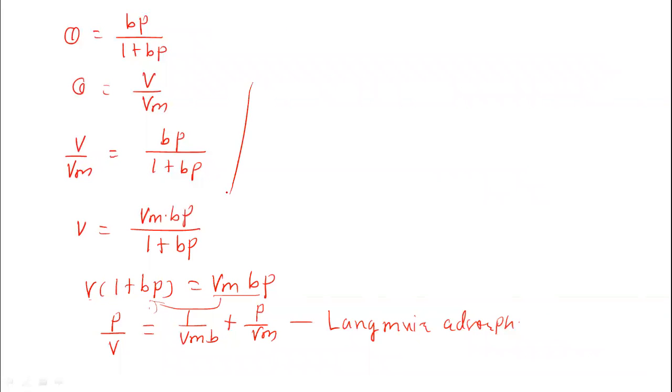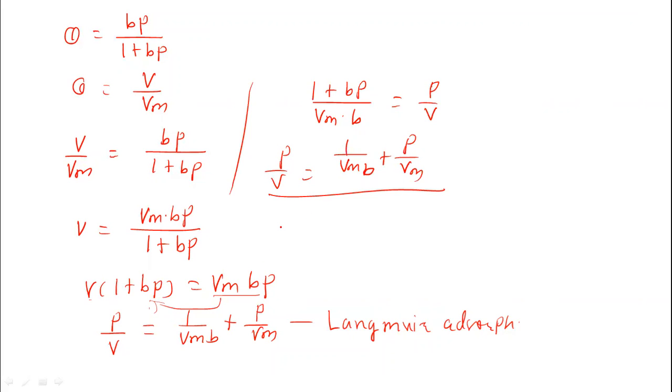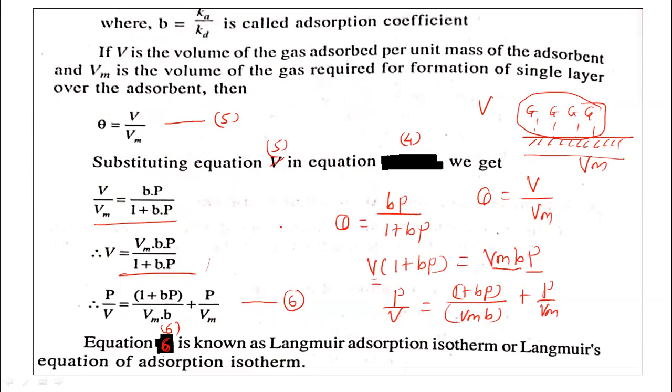Once again, you have to see here, if you have some doubt here, 1 plus B into P divided by Vm into B, it is equal to P upon V. So we can write here P upon V, it is equal to 1 divided by Vm into B plus Bp divided by Vm, B gets cancelled. So it is P upon Vm. So this equation is called Langmuir's adsorption isotherm. This is the equation which is called Langmuir's adsorption isotherm. So try to understand about this.